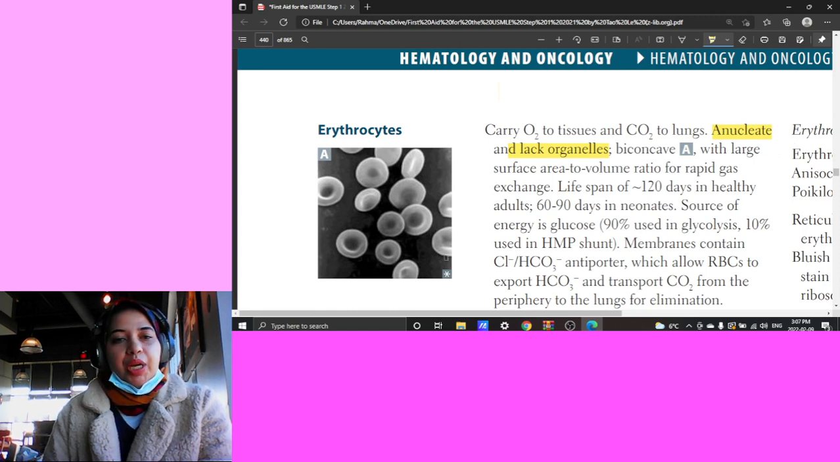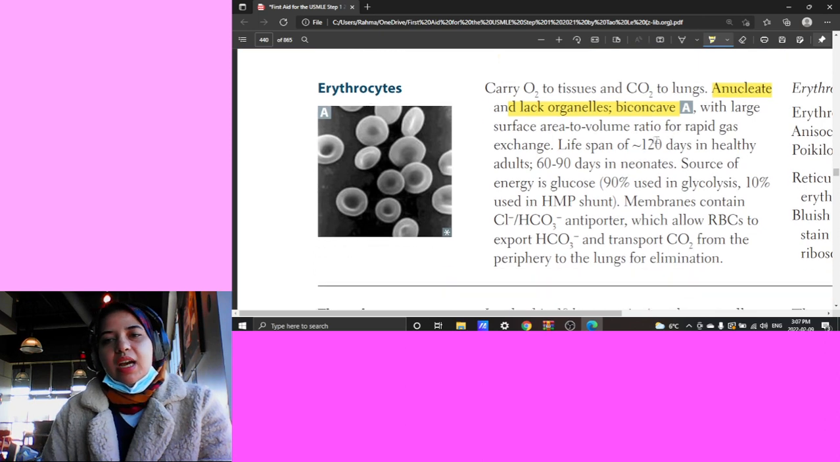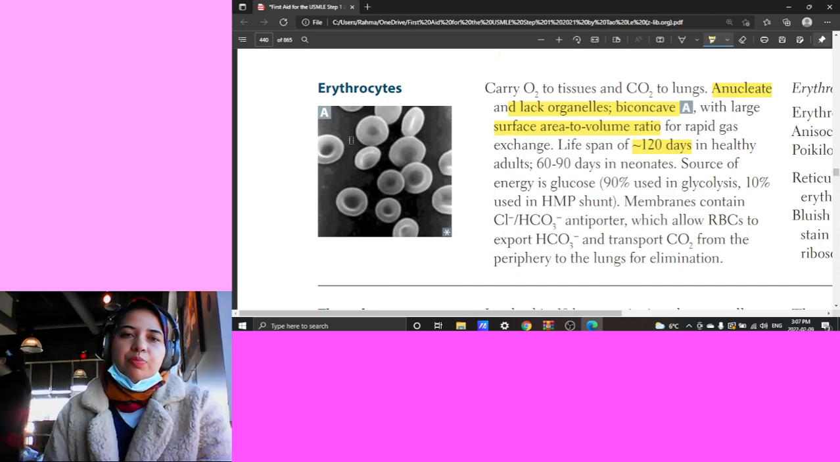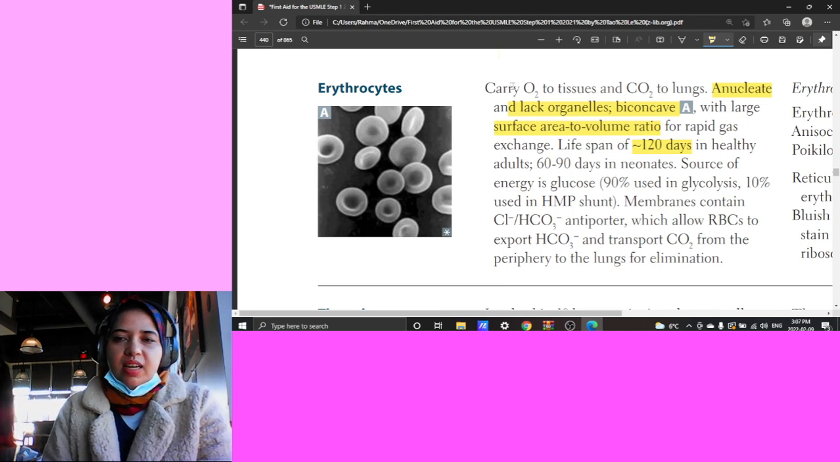That's important. Their shape is normally biconcave. So you might have something that's not biconcave, like sickled cells, for example, or spheres, like hereditary spherocytosis. The reason for the biconcave shape is to increase the surface area to volume ratio, which allows for rapid gas exchange. And it's important to know that they have a lifespan of 120 days. In some diseases, that lifespan is decreased, and in some diseases, that decreased lifespan is protective against certain diseases that have a predilection for erythrocytes, and we'll discuss that later.